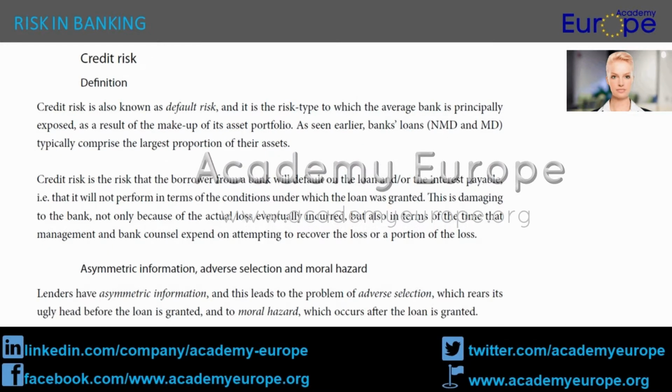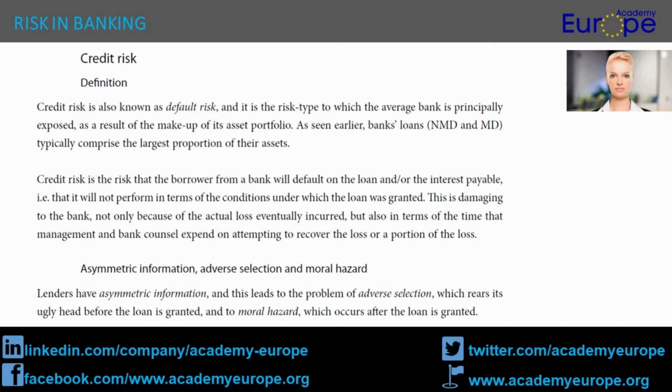Credit risk. Definition. Credit risk is also known as default risk, and it is the risk type to which the average bank is principally exposed, as a result of the makeup of its asset portfolio. As seen earlier, banks' loans, NMD and MD, typically comprise the largest proportion of their assets. Credit risk is the risk that the borrower from a bank will default on the loan and/or the interest payable, i.e. that it will not perform in terms of the conditions under which the loan was granted.